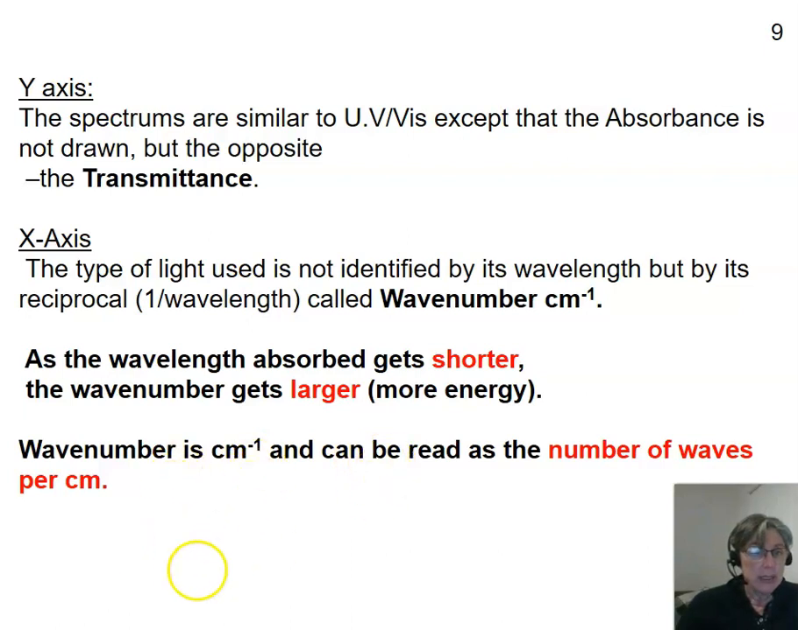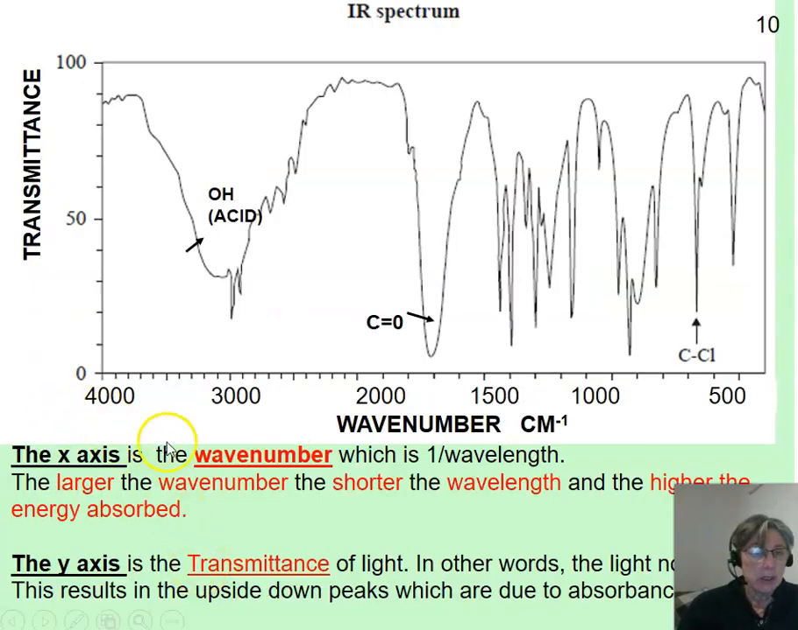waves per centimeter. So the ones up here, the larger the number, the more energy. So this is probably a good one to take. This is green, good one to take some notes of. This is an IR spectrum with a range of wavelengths or wave numbers. The larger the wave number, the shorter the wavelength, and the higher the energy up here.